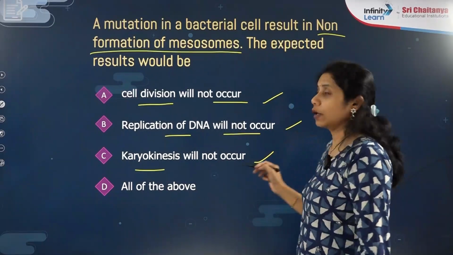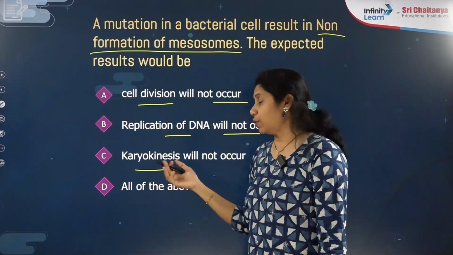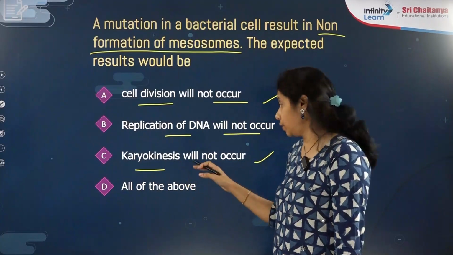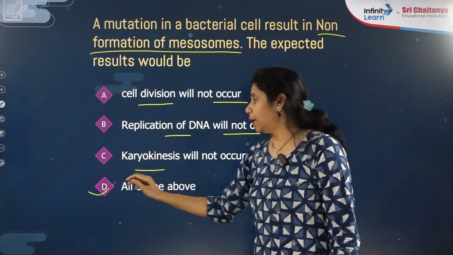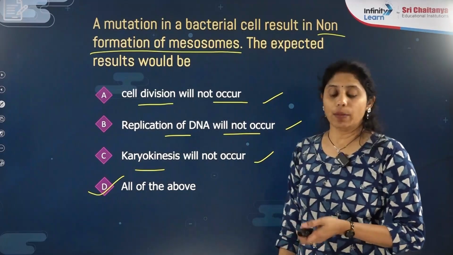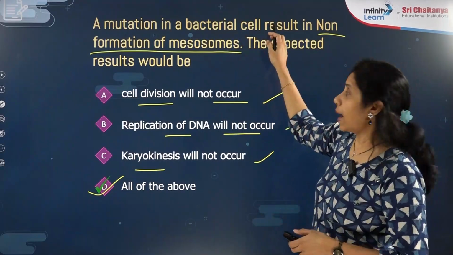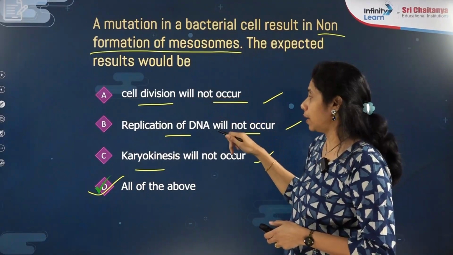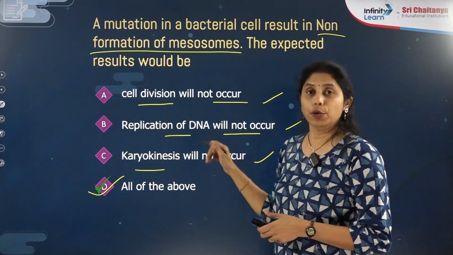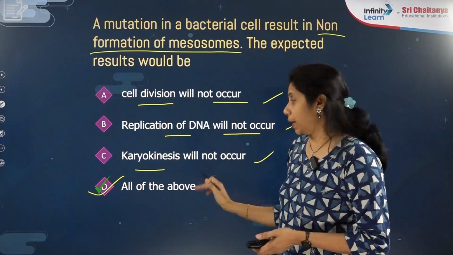Karyokinesis also will not occur. Karyokinesis means nuclear division. Here there is no nuclear division. So all of them will not be there, and all the above will be correct for this. A mutation in a bacterial cell, if it is not forming the mesosome, cell division cannot complete, replication cannot complete, and nuclear formation also cannot be completed.